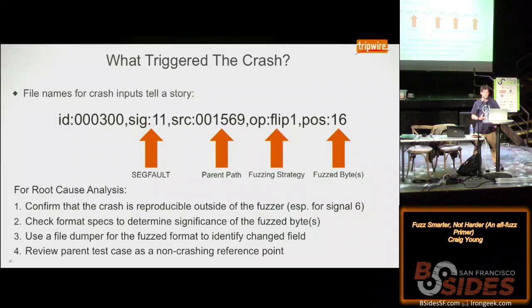It's also helpful here to be able to go back to that parent path test case, meaning you take that source number and you go to the queue and you find the file with that ID number, and then you have a file that was the direct descendant or direct precedent of the crashing test case. So if you can look at the value from that byte and have some meaning assigned to it in the non-faulting test case compared to the faulting test case, it might give you a better idea of what's going on.